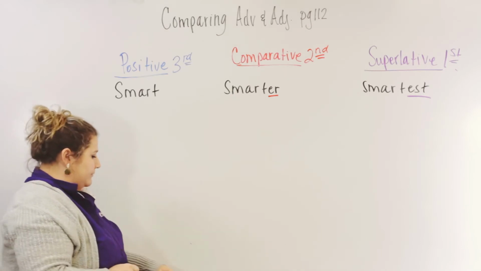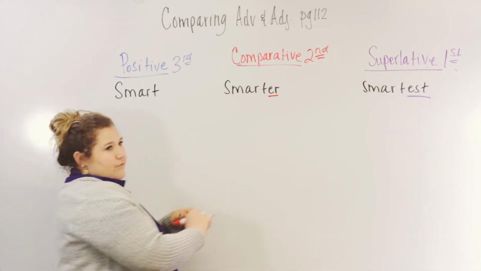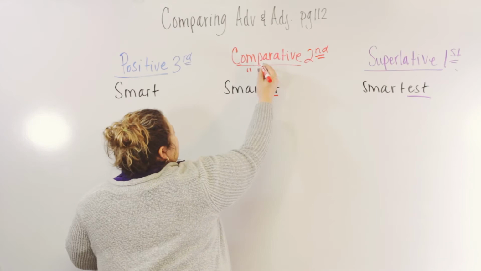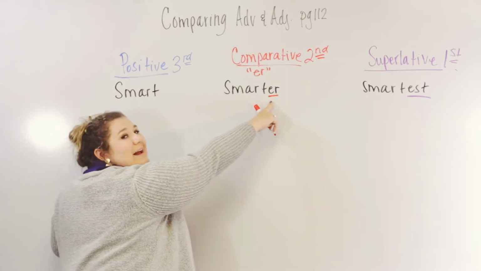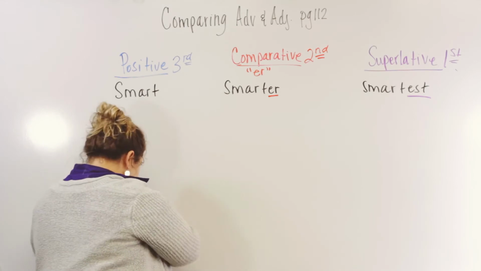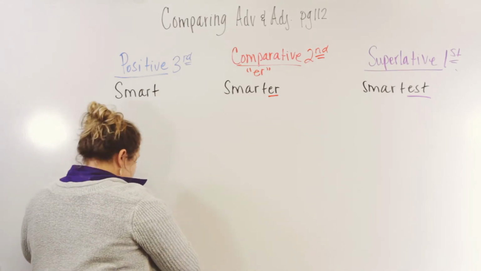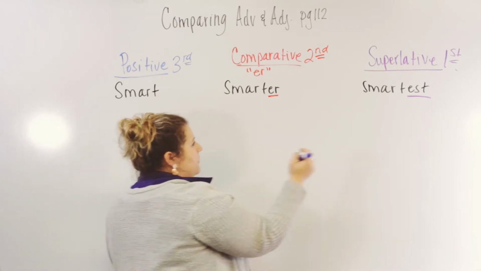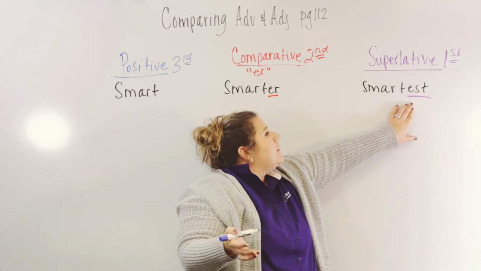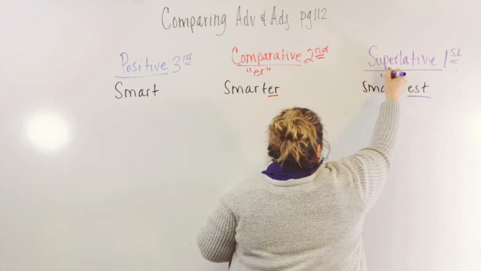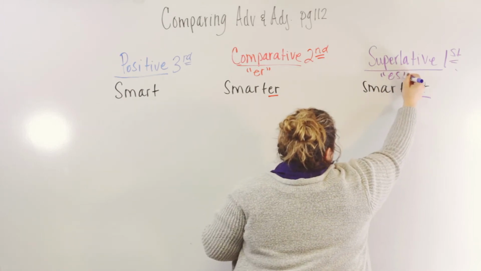Here's a tip. Comparative ends in ER. Okay, I underlined it so you can see it. Okay, and then another tip, so you know, superlative ends in EST. Very good, guys, EST.